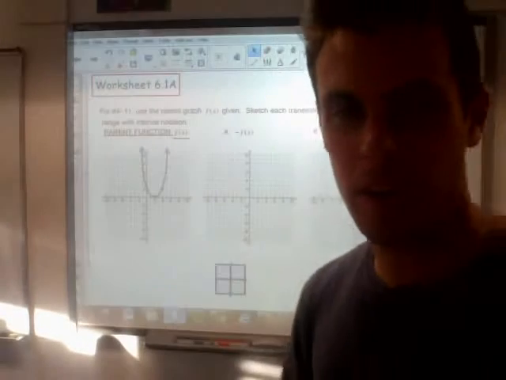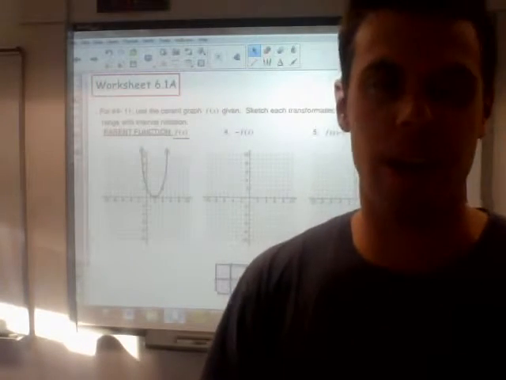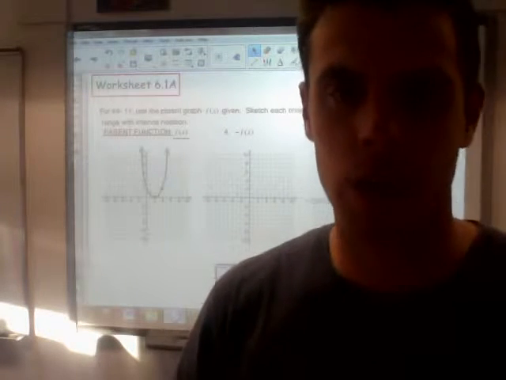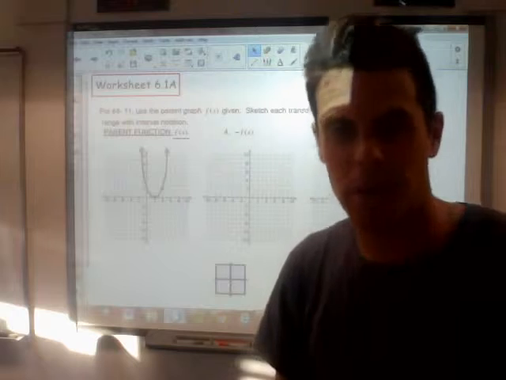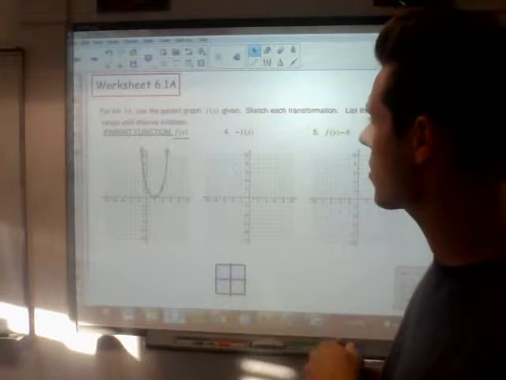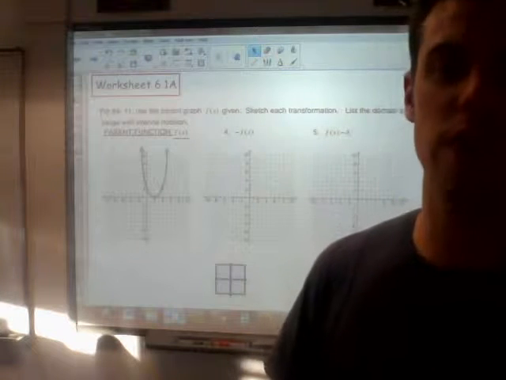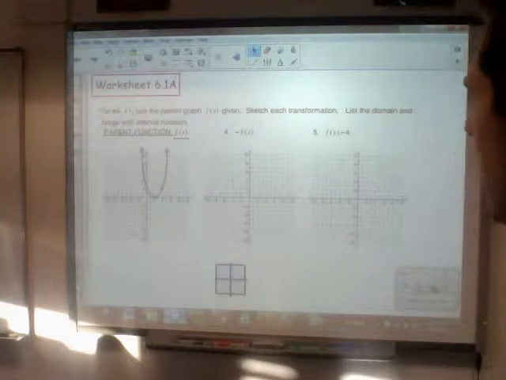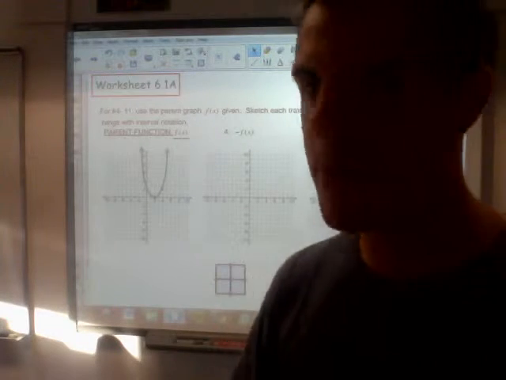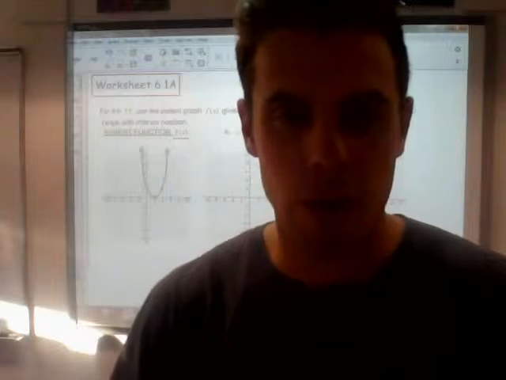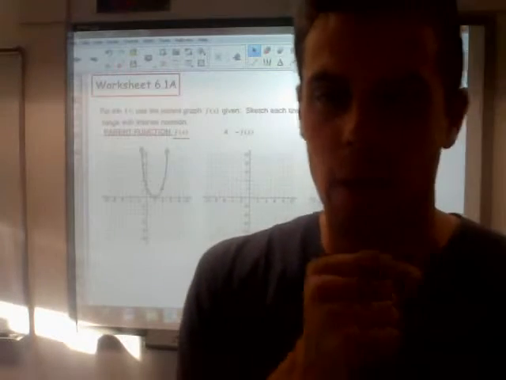Alrighty, wonderful. So hopefully by now you're able to complete problems number 1 through 3 on worksheet 6.1A. If you take a look now into numbers 4 through 11, the directions read, use the parent graph f of x given, sketch each transformation, and list the domain and range with interval notation. Here's the first thing that I want you to do.